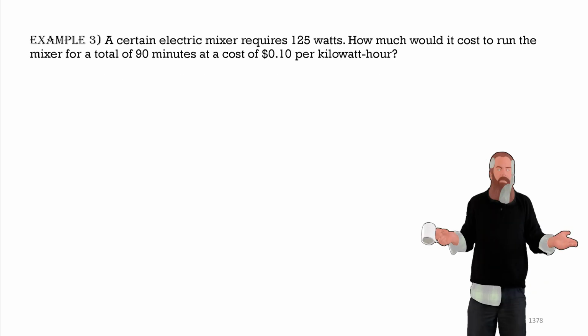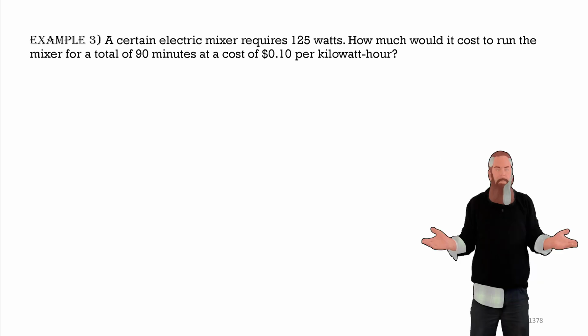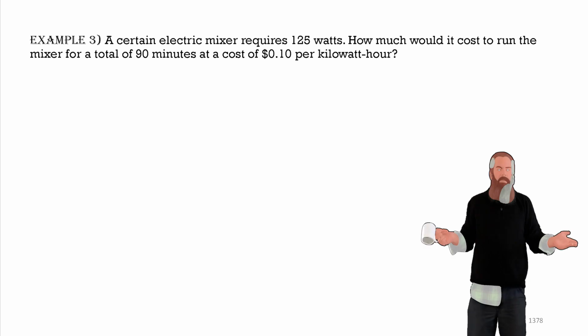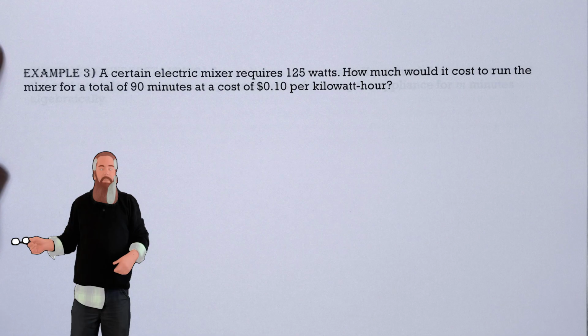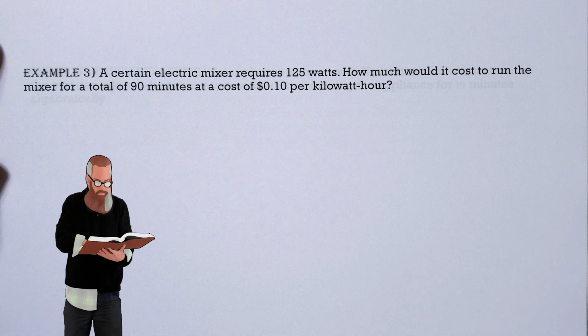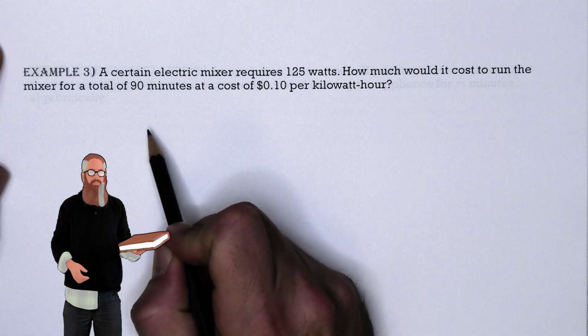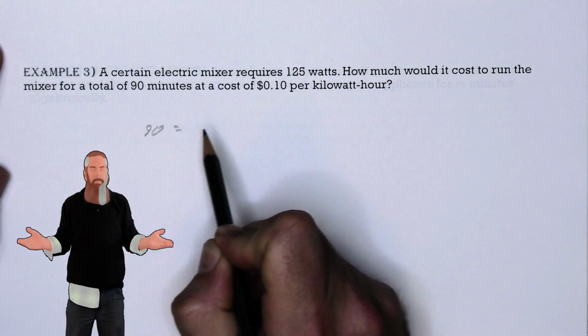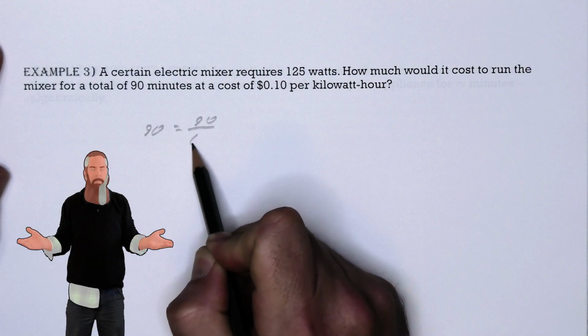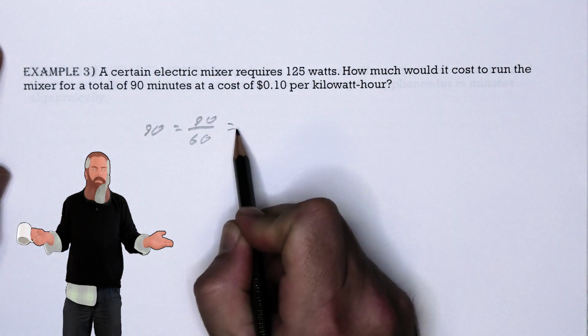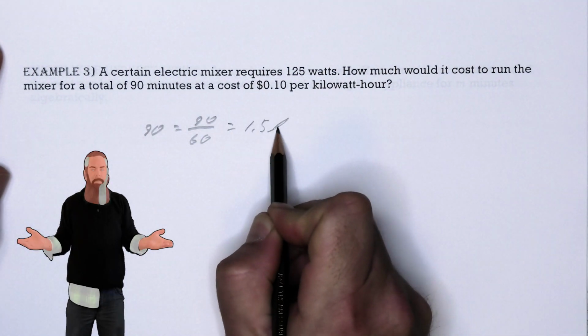Now let's compute the cost of using a specific appliance for a specific length of time. A certain electronic mixer requires 125 watts. How much would it cost to run the mixer for a total of 90 minutes at a cost of 10 cents per kilowatt hour? To calculate the operating cost of an electronic appliance, we check its wattage and the time used. So 90 minutes would be equal to 90 minutes per 60-minute hour, which is equal to 1.5 hours.